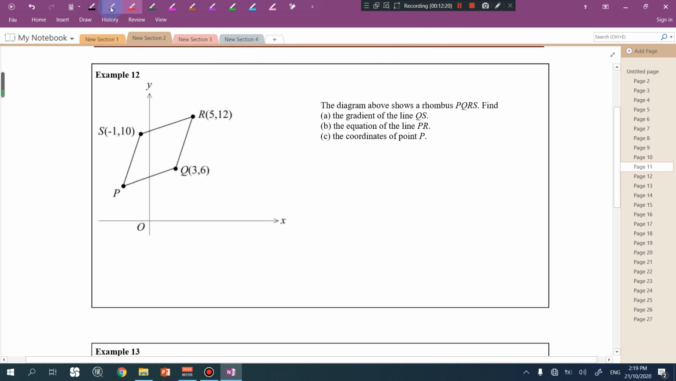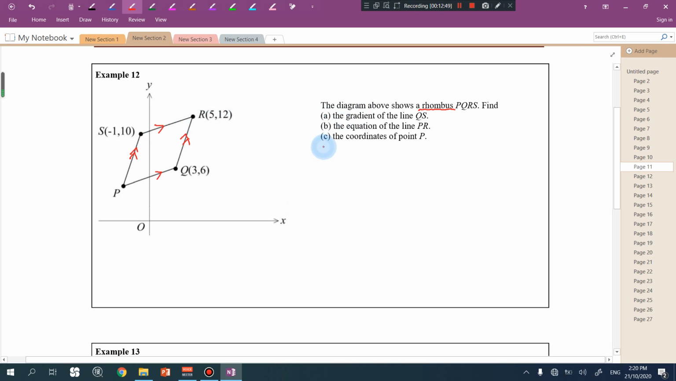Okay, now let's try this in an example. The diagram above shows a rhombus. When you see a rhombus, you have to know the properties of a rhombus. All sides are the same length, and they are parallel to each other. These two sides are parallel, same gradient. These two sides are parallel, same gradient. And then don't forget, that one I'll tell you later.